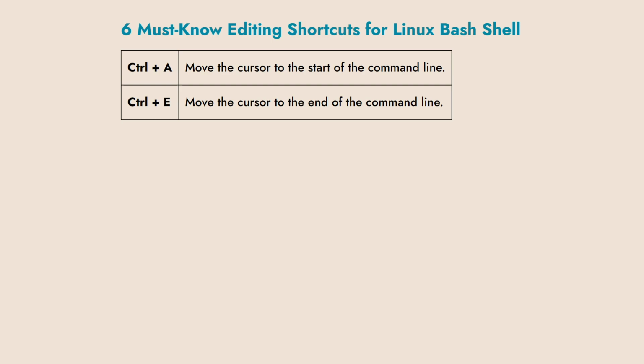Ctrl+A is for moving to the beginning of the command line, while Ctrl+E is for moving to the end of the command line.